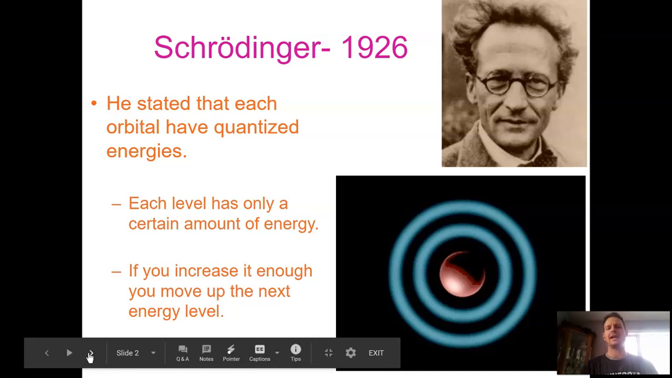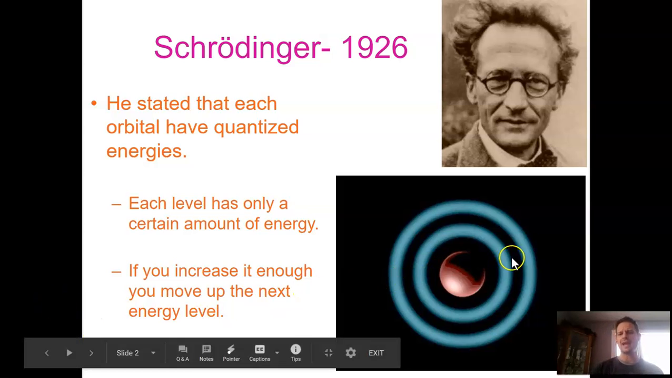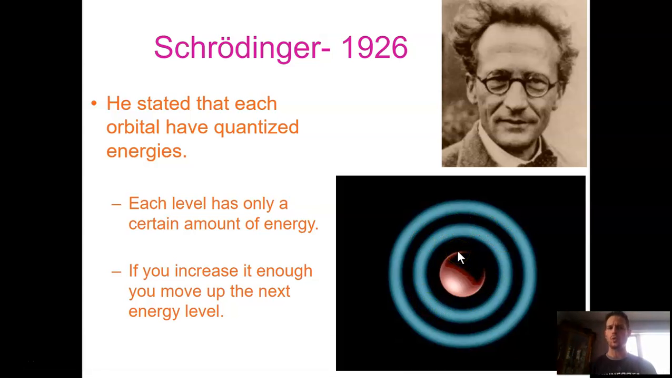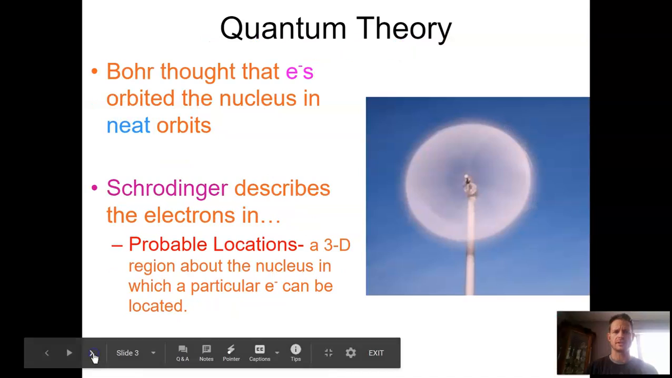So Schrodinger and Bohr were kind of the same. They both talked about electrons having energy levels. And they both said in order to move up, you need more energy to go up to the next energy level, right? And so both Schrodinger and Bohr have the same basic concept of certain amounts, or these quantized energies, needing to put electrons in their place, for lack of a better term, right?